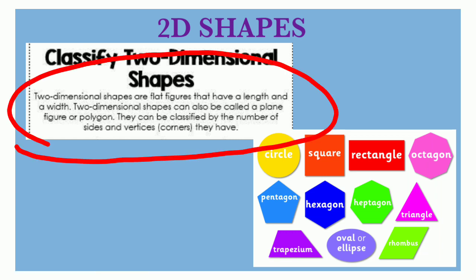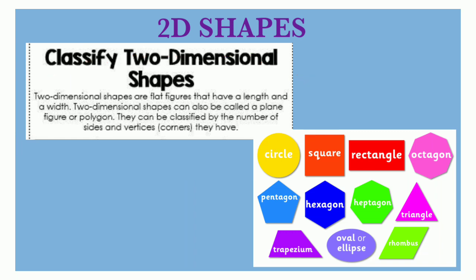And also two-dimensional shapes are flat figures that have a length and a width. Two-dimensional shapes can also be called a plane figure or polygon. And in this session we have to discuss how to find the area and perimeter of some 2D shapes.